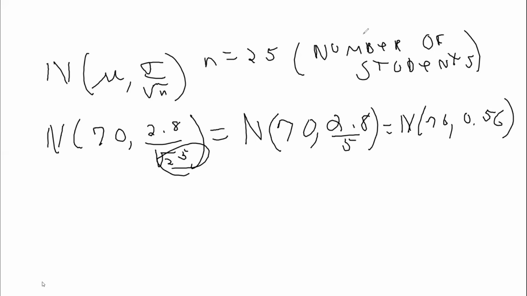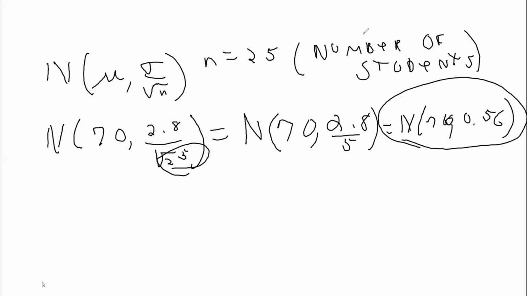The next step, I'm sorry, that's the answer. I was going to go on to the next step, but that's part C. So for part B, this is your answer. The answer is 70 and the distribution 0.56. Again, the question was, you measure 25 students, what is the sampling distribution? That's what the answer comes out to.